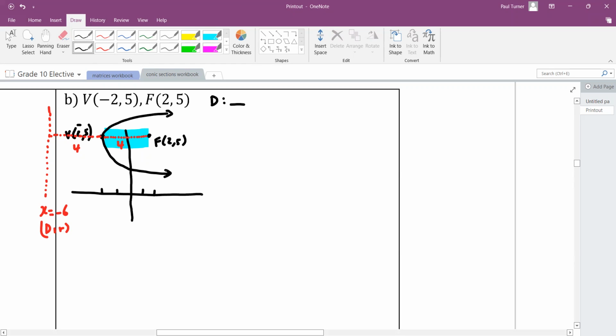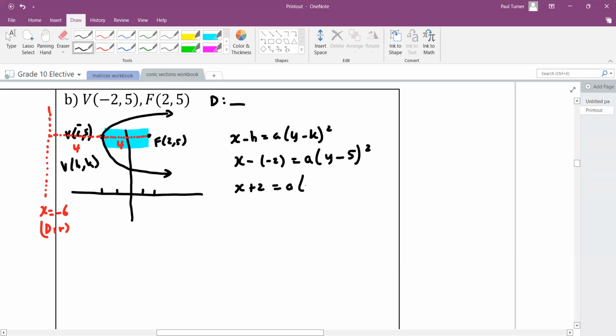So if you look at your graph, your general form is going to be x minus h equals a(y minus k) squared. And we're opening to the right side, so this a value is going to be positive. We'll see that later. So we know h and k from the vertex, which is (-2, 5). So we can put them in. x minus -2 equals a, which we don't know yet, times (y minus k, which is 5) all squared. So you're going to have x plus 2 equals a(y minus 5) all squared.